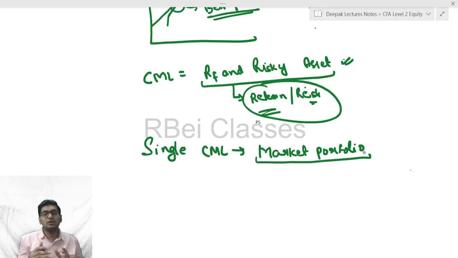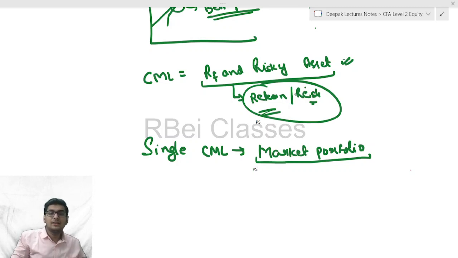Clear? No one is going to take a portfolio which is below the best portfolio. No one is going to take a portfolio above the best portfolio, because if you move ahead, there will be a huge amount of risk. If you move below, there will be a lower return per amount of risk. So this market portfolio is the best portfolio.